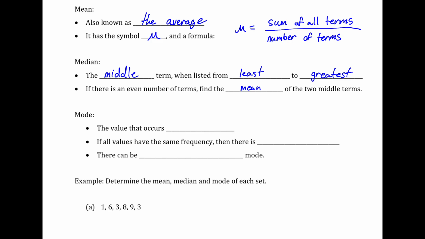Mode is the other one that we do a lot. The value that occurs most often. Sometimes there is no mode at all if everything is the same. So if there's two of everything or three of everything, there's no mode because no one is more common than any other one. But you can also have more than one mode. So this mode part is the only one that can give you more than one answer, which is kind of weird.